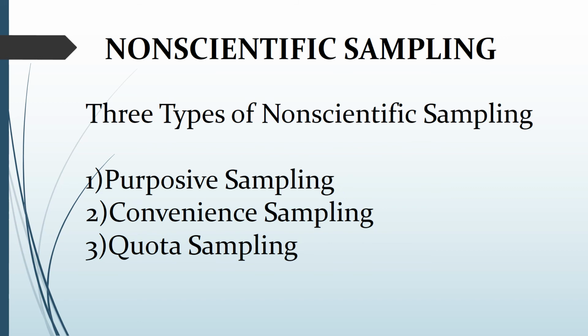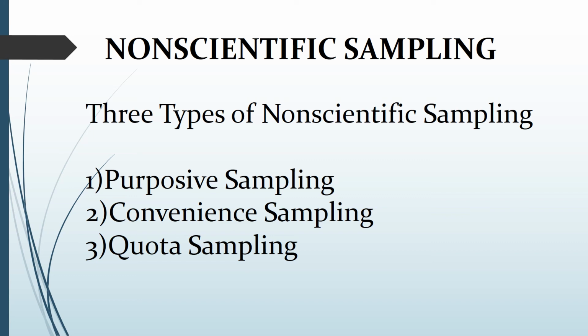Then the non-scientific sampling. We have three types of non-scientific sampling. The first is the purposive sampling, second convenience sampling, and the last one is the quota sampling. Purposive sampling is the type of non-scientific sampling based on selecting the individuals as samples according to the purposes of the research as his controls.